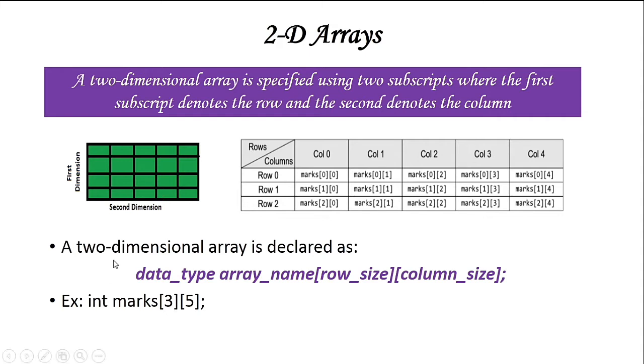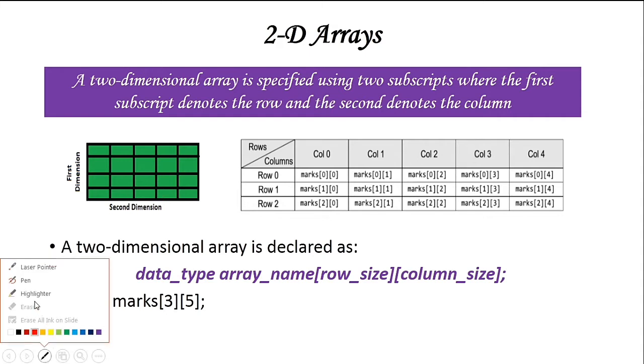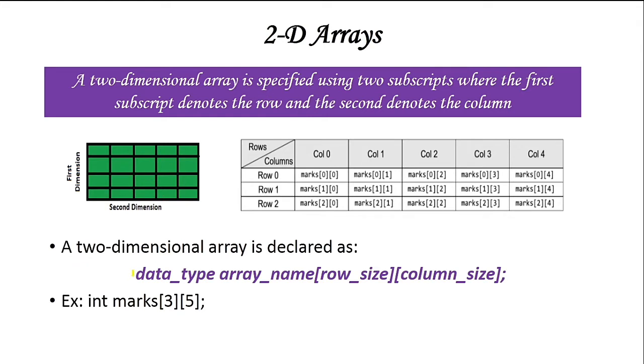So I can represent this two-dimensional array as the data type, which data type it belongs to, then the array name, then the row size and column size. So this is the structure of a two-dimensional array. You can see it as a matrix. The matrix is the best example for a two-dimensional array.